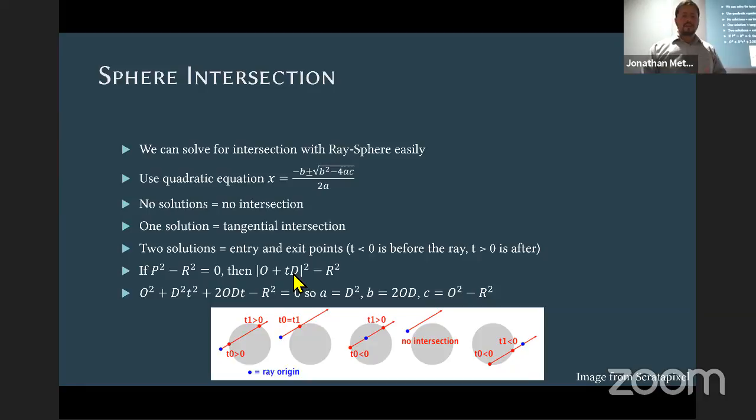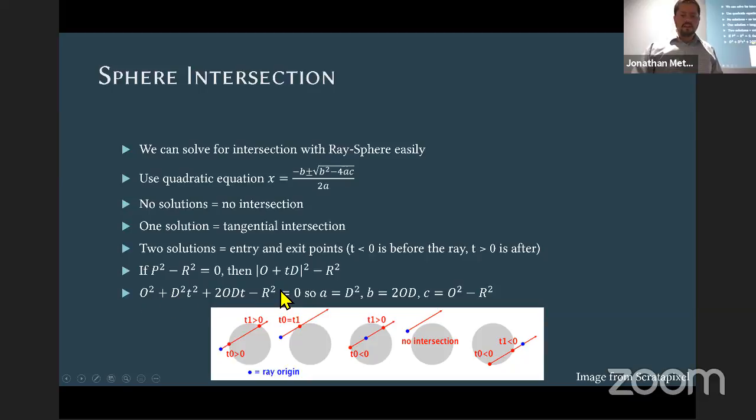Once we have this, we expand out (O plus tD) squared, and we get O squared plus D squared t squared plus 2ODt. This is just like if you had (A plus B) squared, that'd be A squared plus 2AB plus B squared. We're just doing our expansion in algebra. So we would get O squared plus D squared t squared plus 2ODt minus R squared.